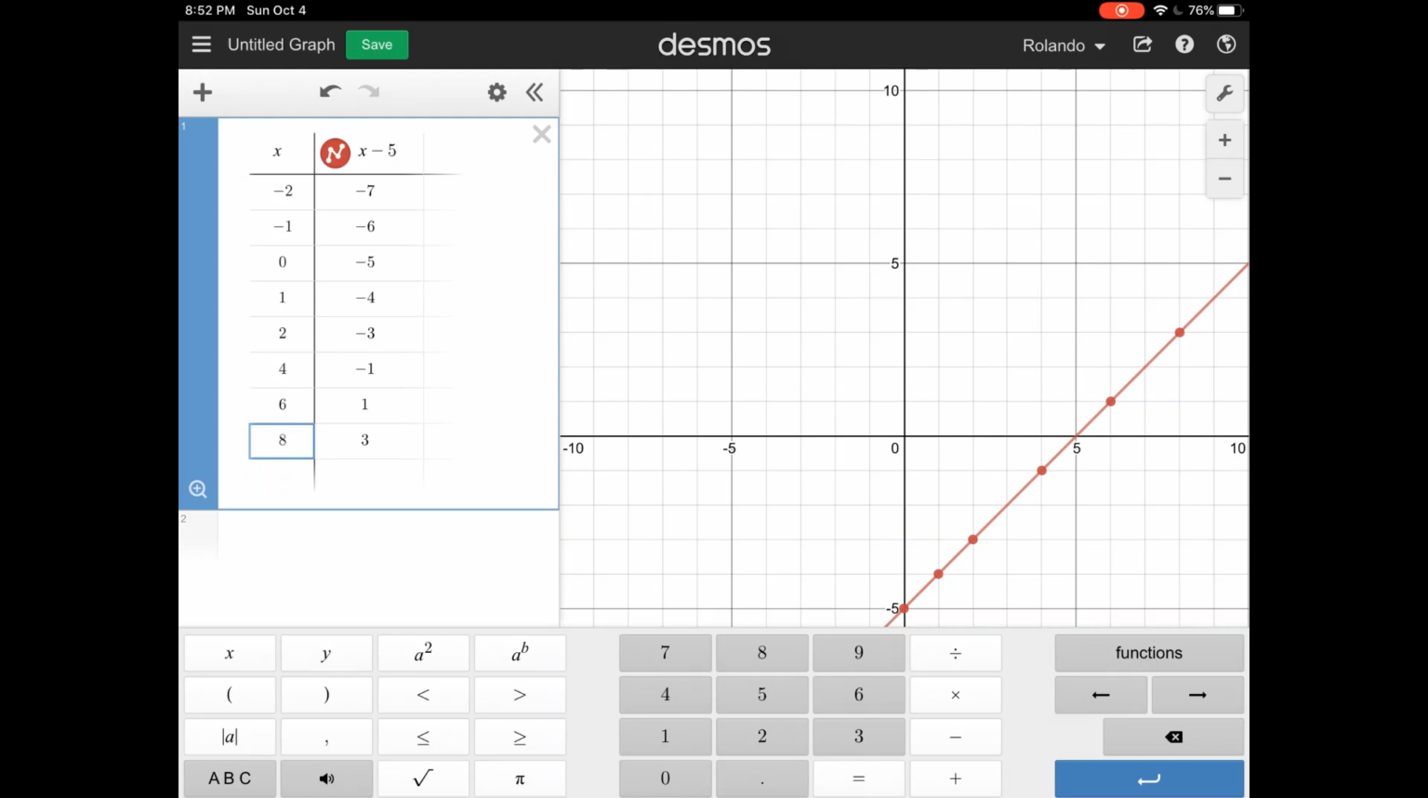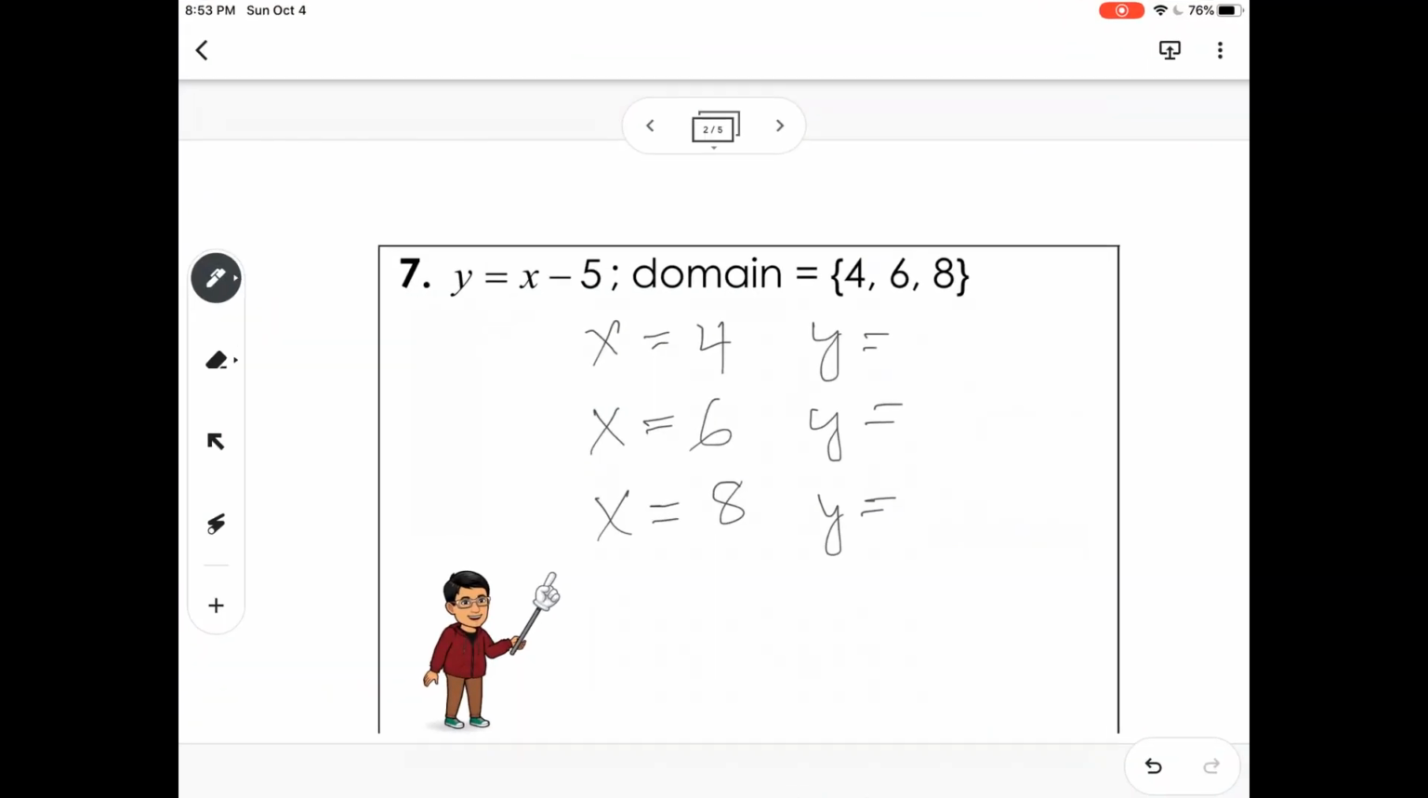So I'm going to go back to my Jamboard to finish our answers in here. When x is 4, y is -1. When x is 6, y is 1. And when x is 8, y equals 3.